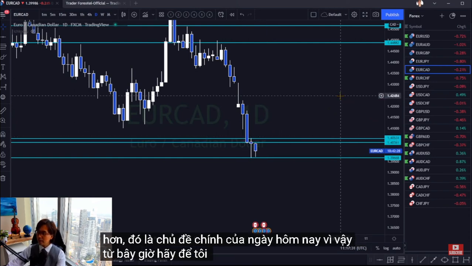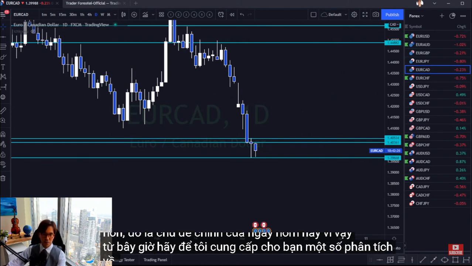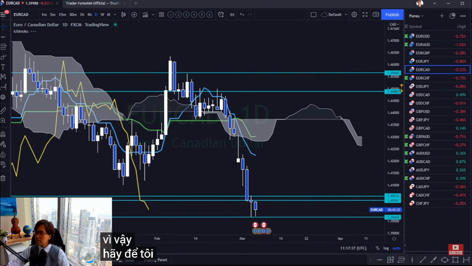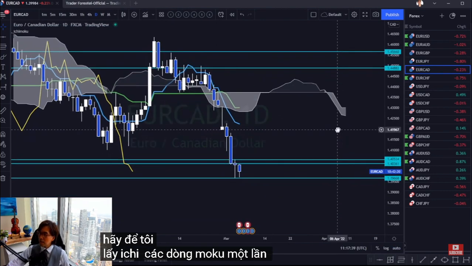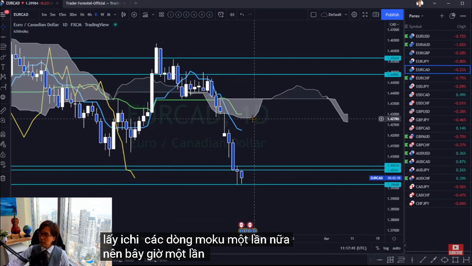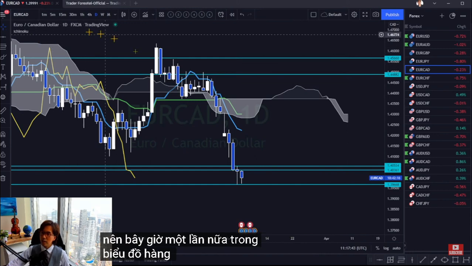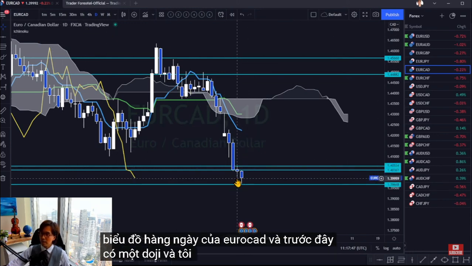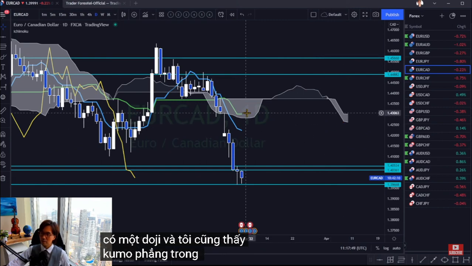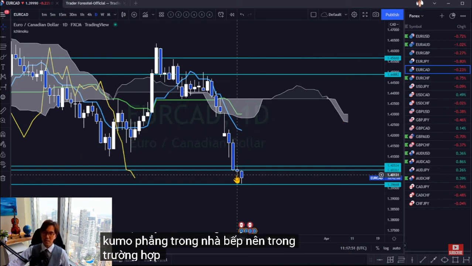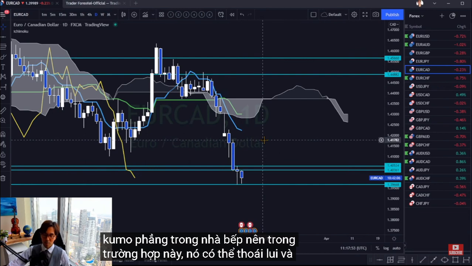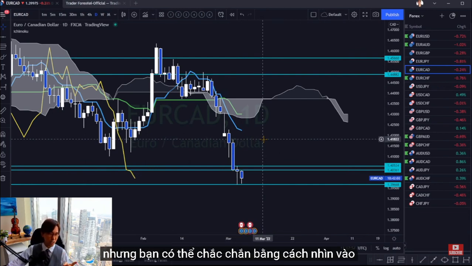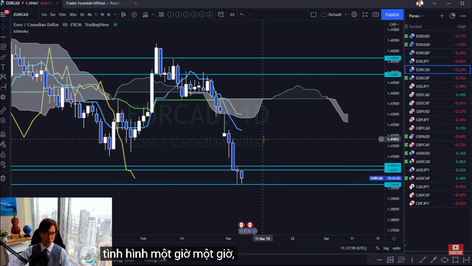So from now, let me give you some analysis for other markets. Let me take the Ichimoku lines again. In the EuroCAD daily chart, previously there was a doji, and I also see Kumo flat and Kijun Sen flat. So in this case, it may retrace and go backwards too. But you can be sure by looking at the 1 hour situation.